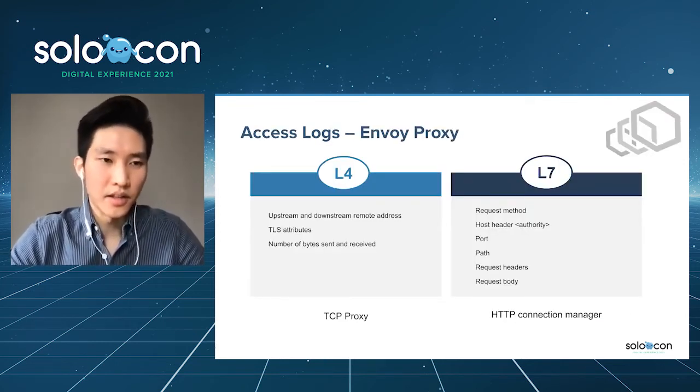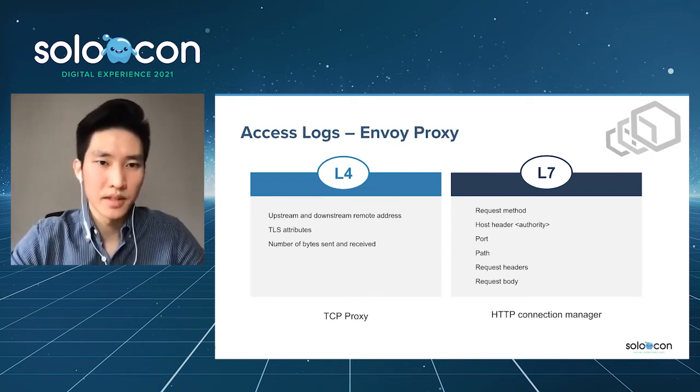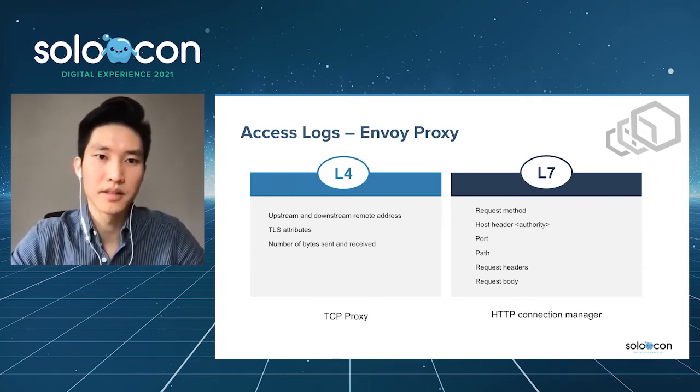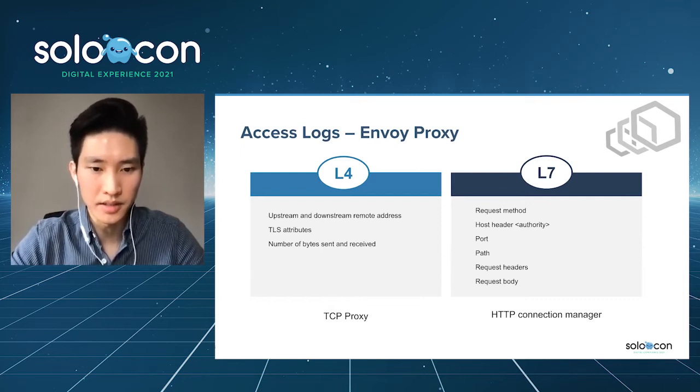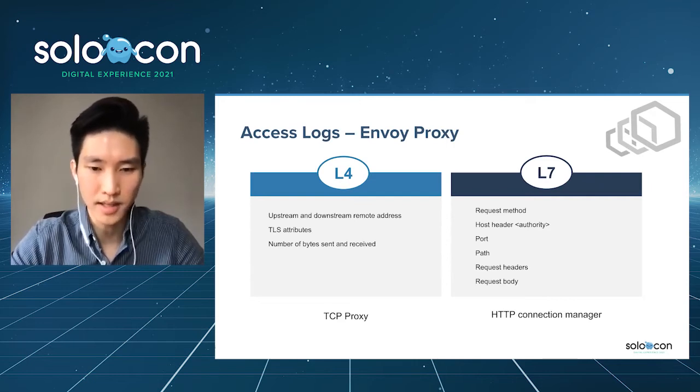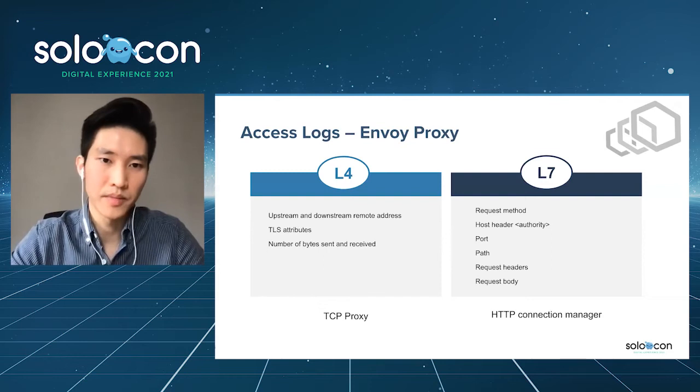So let's take a look at the logging instrumentation provided by Envoy. Envoy is instrumented to emit access logs, which are just logs that describe network events. These logs provide L4 and L7 level attributes on network traffic, and their emission is configured on either the TCP proxy or the HTTP connection manager. Some examples of L4 level attributes include upstream and downstream remote IP addresses, TLS attributes, the number of bytes sent and received. Some application layer attributes include the request method, host header, targeted port, path, request headers, and request body, the number of bytes.